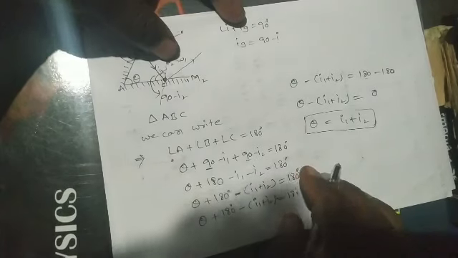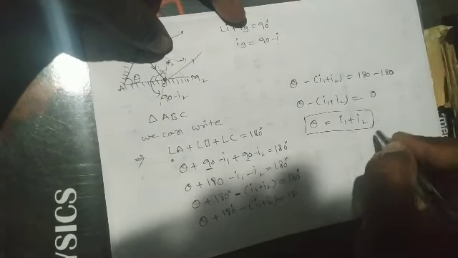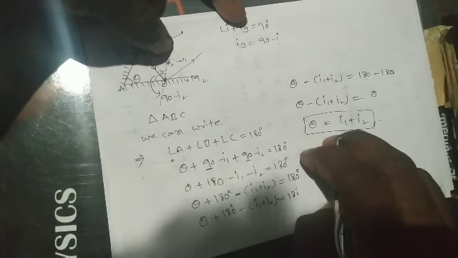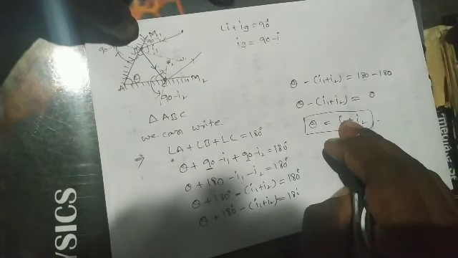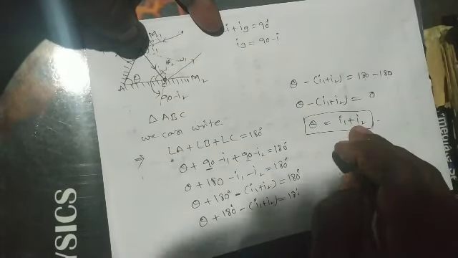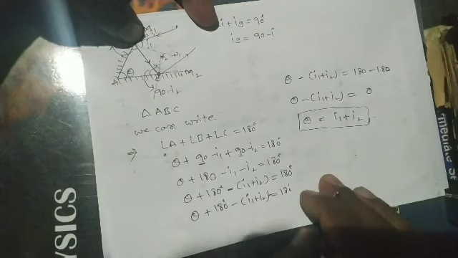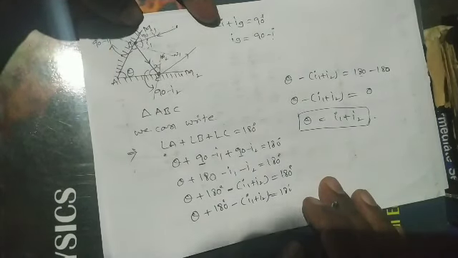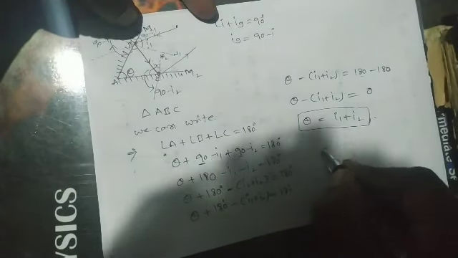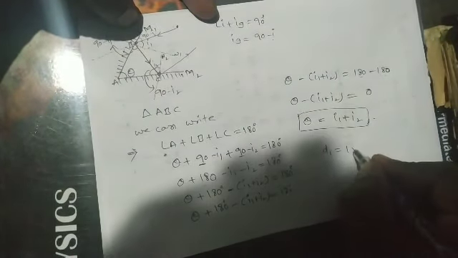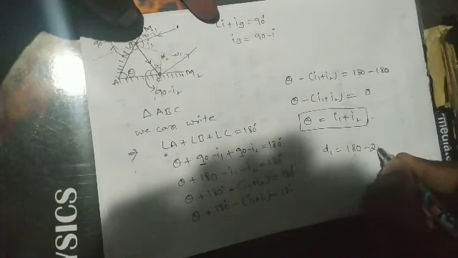That is condition 1, or equation number 1: theta is equal to I1 plus I2. Next, we have to find the angle of deviation. This is the incident angle I1, and this is mirror M1. What is the deviation? The deviation formula: the first deviation D1 is equal to 180 minus 2I1.